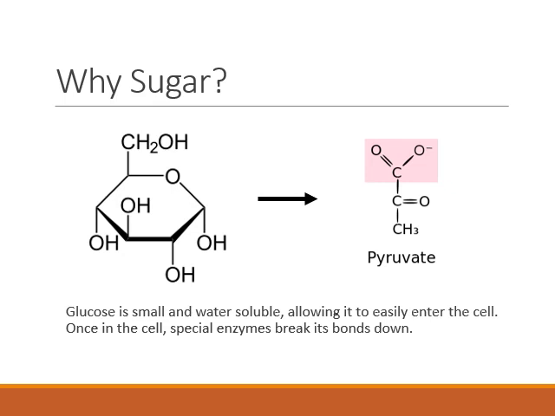Sugar is important because sugar is very, very small, and it's water soluble. It's able to get into cells very, very easily. Once it's in the cell, you start breaking it down. And this is kind of cool. We'll get into this in a later lecture. But if I was to cut these bonds, what's released? Energy. And now I've gone from a 6-carbon molecule to a 3-carbon molecule, pyruvate.